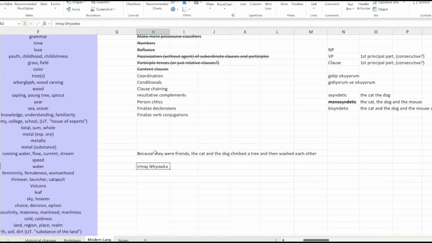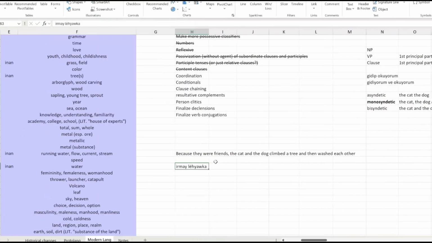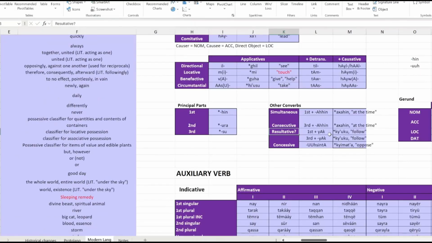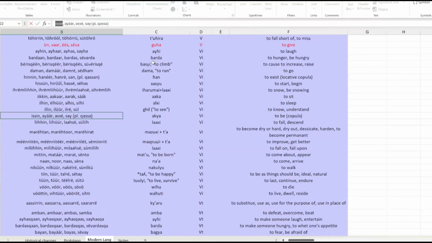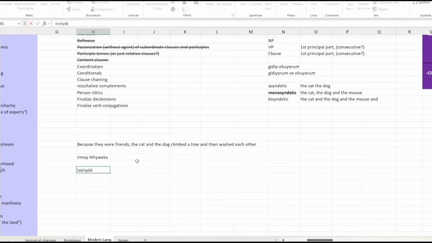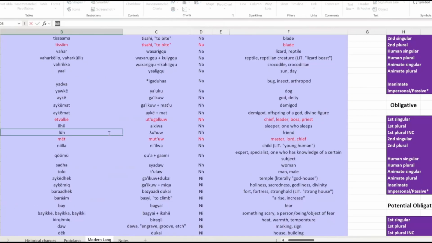Let's actually do the because clause first. So the verb of this clause is actually the copula, because they were friends. So for now, let's assume that the resultative is the first principal part. So the first principal part of the copula is isin, and then we stick on this yk ending. Then we need the word for friends, which is lich.